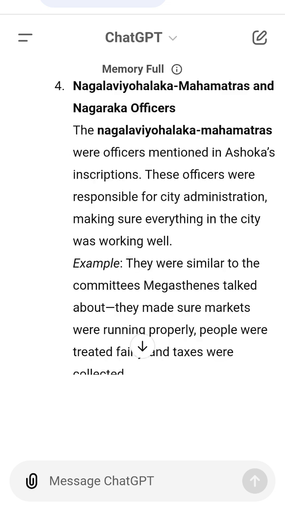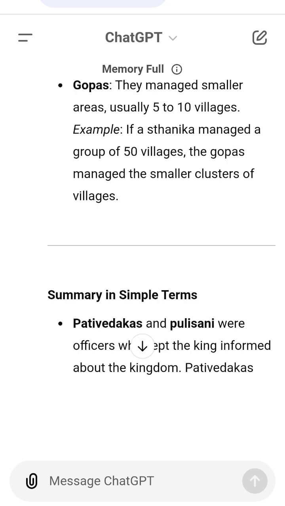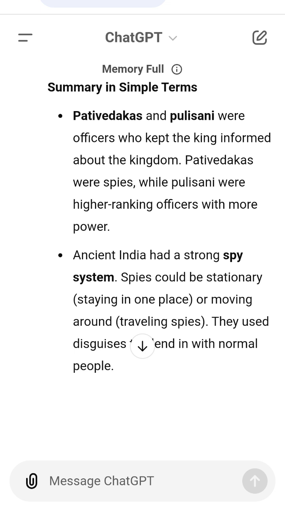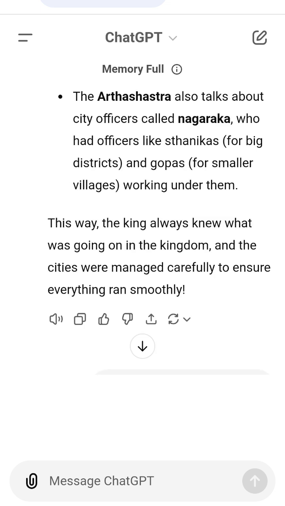and the market. Ashoka's officers, Nagalavyohalaka Mahamatras, made sure cities were well run, similar to what Megasthenes described. The Arthashastra talks about city officers called Nagaraka, who had officers like Sthanikas for big districts and Gopas for smaller villages working under them. This way, the king always knew what was going on in the kingdom, and the cities were managed carefully to ensure everything ran smoothly.